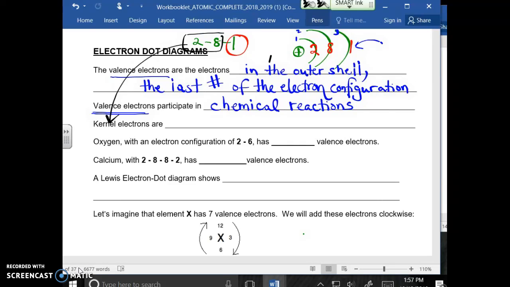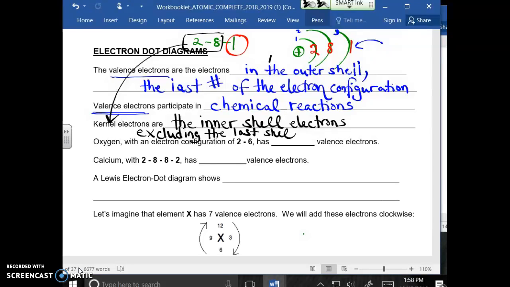Kernel actually refers to the center of something. It's those electrons that are around the nucleus. So the kernel electrons are the inner shell electrons, and just to make it crystal clear, excluding the last shell. That's redundant, I realize, but I really want to make the point.